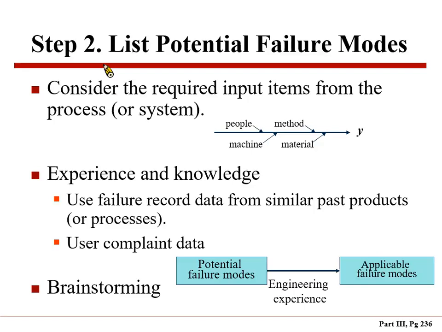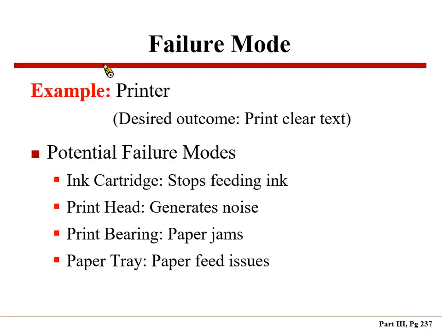And in step 2, we list all potential value modes. Maybe we can use the fishbone diagram, okay? Maybe we can get it from some experience or knowledge, or maybe from some brainstorming. That's the value mode. It's a printer, right? So we want their outcome to be that it can print clear text.